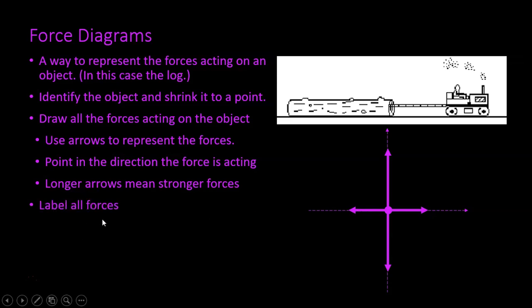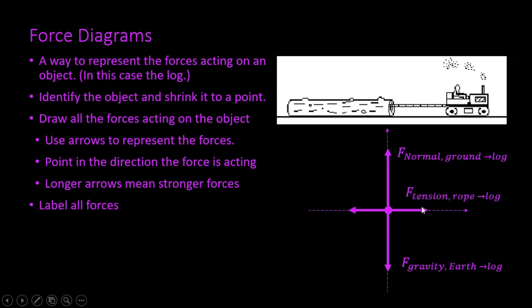Next, we want to label all forces using our force label template. So capital F for force, the type of force, it's a gravity force, and it's Earth's gravity pulling the log towards the center of the Earth. Now let's look at this force. It's a normal force because it's two solid surfaces, the ground is pushing on the log.